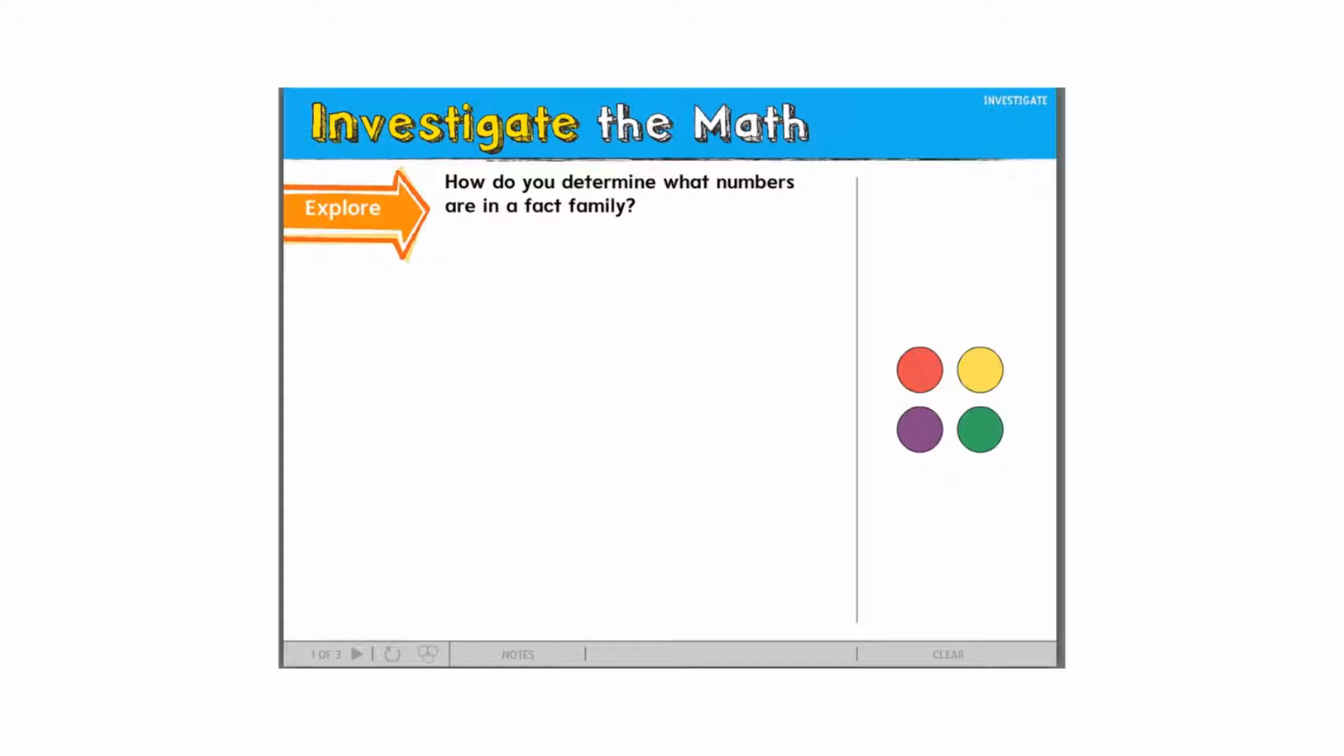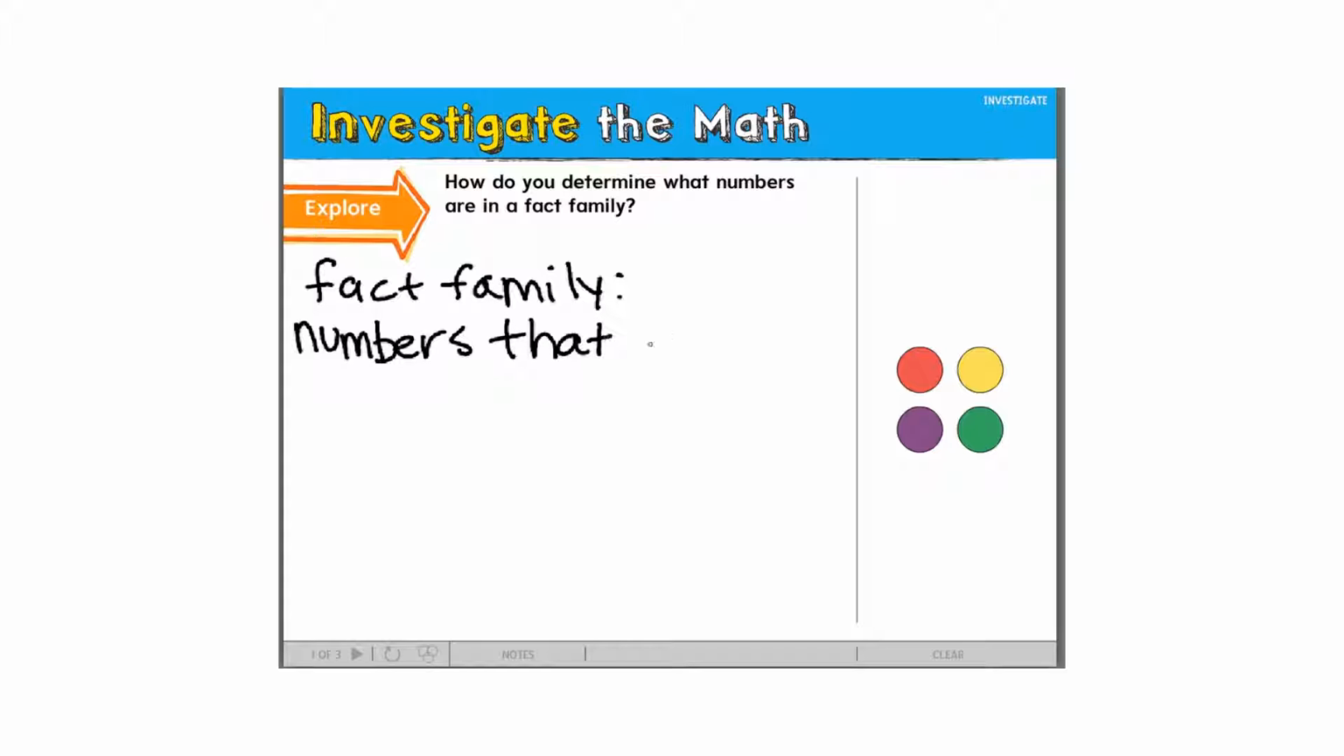So let's first define what a fact family is. So this is in your notes. So a fact family is numbers that are related. That's why we call them a family. There's more to this than just that. So write down that sentence and then we'll talk about it a little bit. Write down what I write up there, okay? You don't have to just write the words that I just wrote.